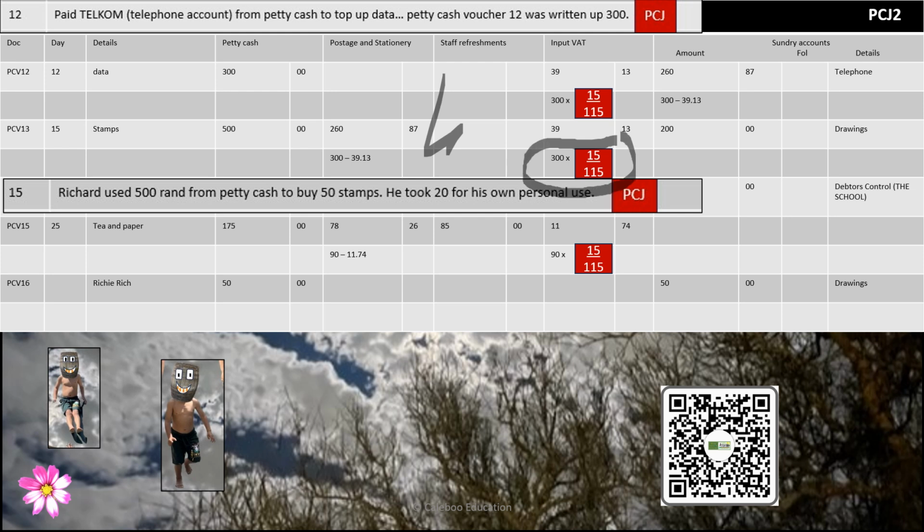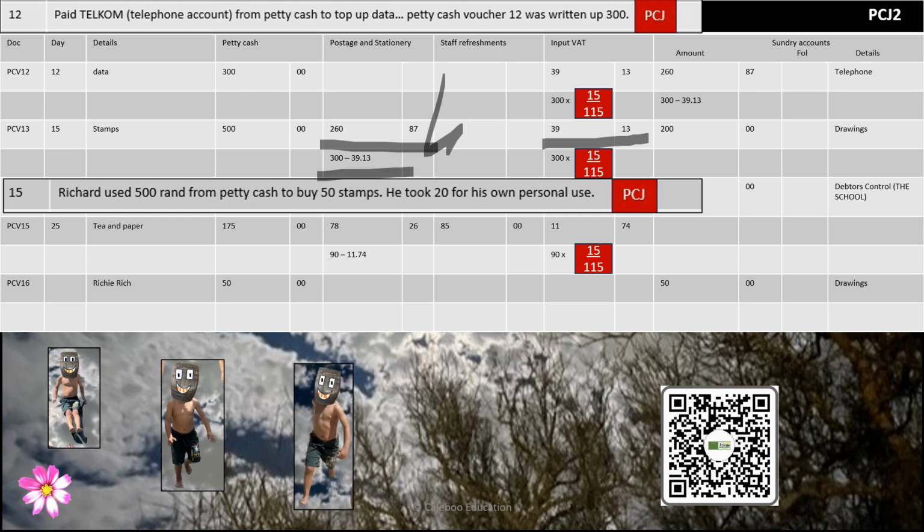30 times by 10 was 300. Times by 15 over 115 gives you, there it is, 39 Rand and 13 cents. Now if I want the postage and stationery expense, I say 300 minus 39 Rand 13, because 300, 30 times by 10, was the VAT inclusive price of the stamps that were going to be used for the business.